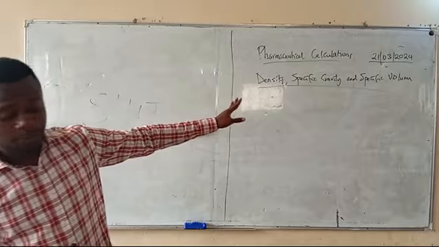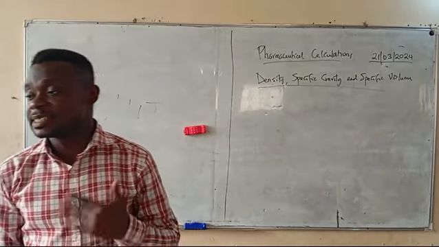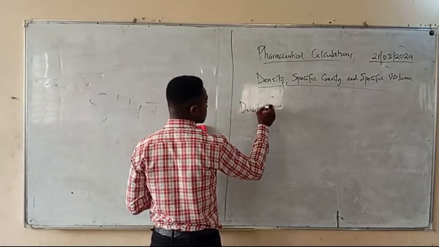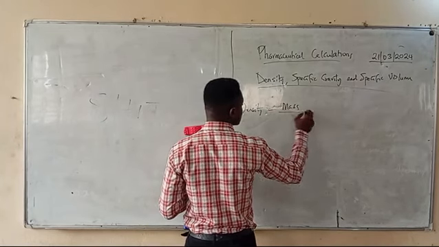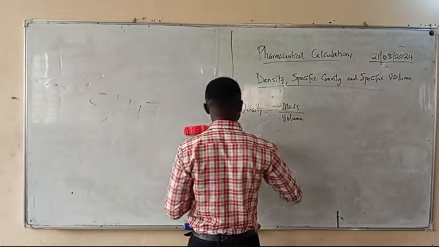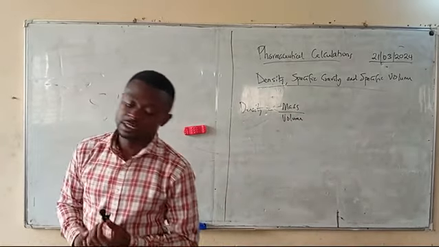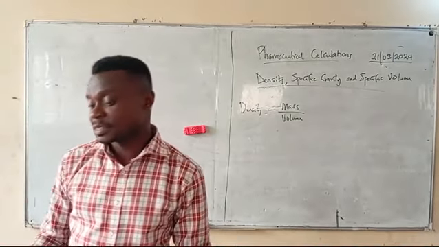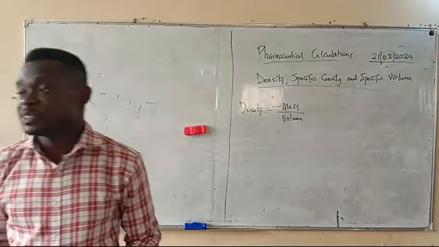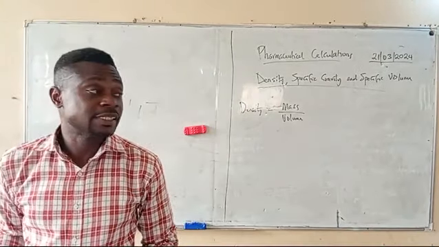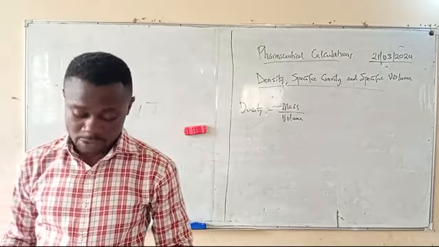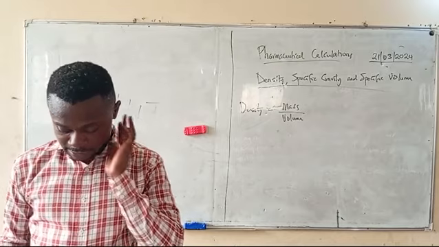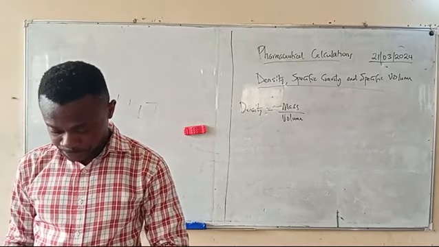So basically, you know that density of a substance is simply what? Mass over what? Volume. So if you are given the mass of a substance, you are given the volume of a substance, and you are asked to find the density. Density of a substance is mass of the substance over the volume of the substance. Simple.